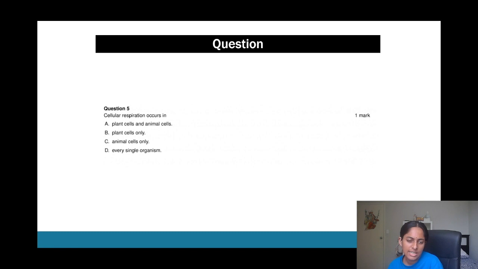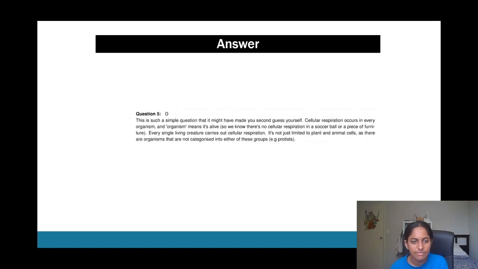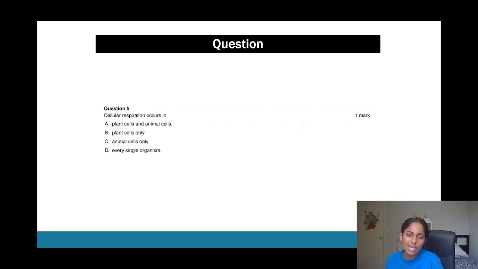The next question is asking whether cellular respiration occurs in what? So have a go at this question. This question should be pretty simple. And the correct answer option is D over here. So it's asking where cellular respiration occurs. If you didn't know, cellular respiration occurs literally in every organism. So it occurs in plants and animals, fungi, etc., you name it. So the correct answer option in this case is D.